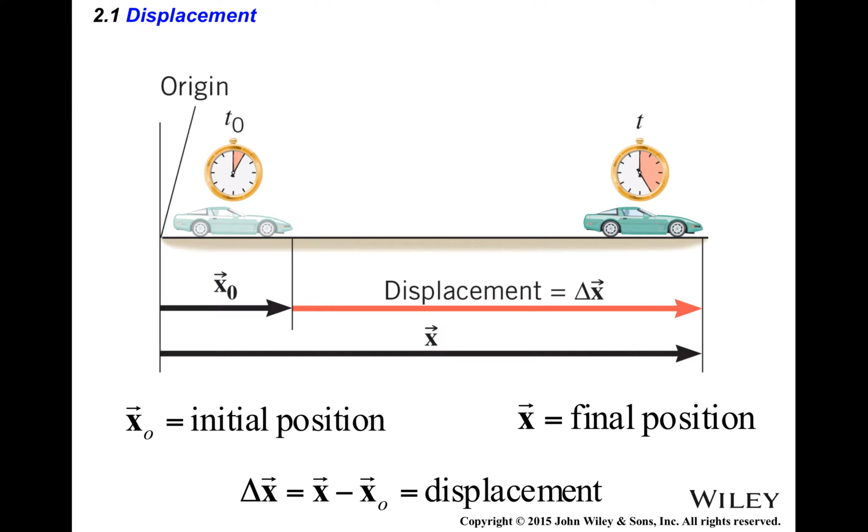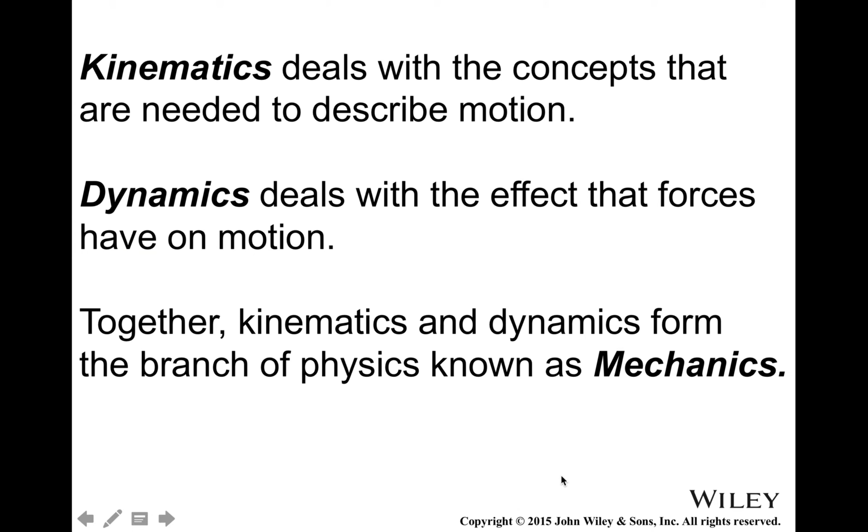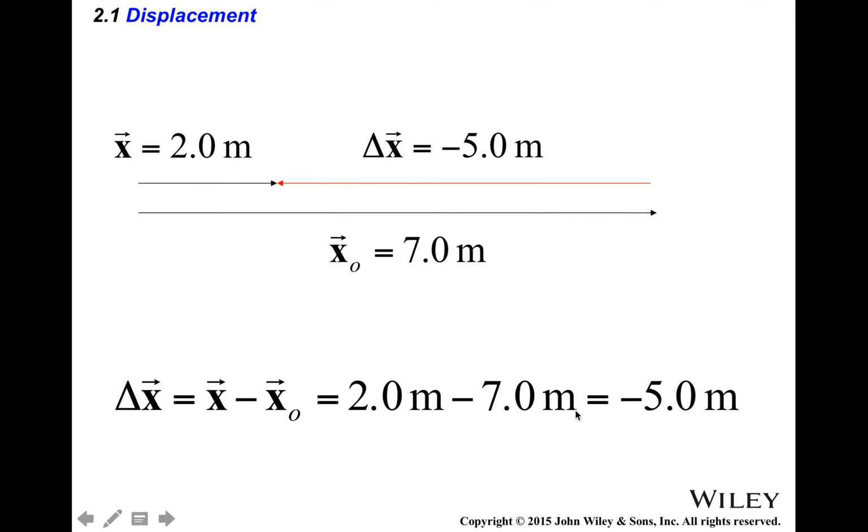Displacement is the final position minus the initial position. You have this displacement vector, x minus x naught, which gives me the displacement. So if x naught is 2 meters and x is 7 meters, 7 minus 2 gives me 5 meters. So far so good.